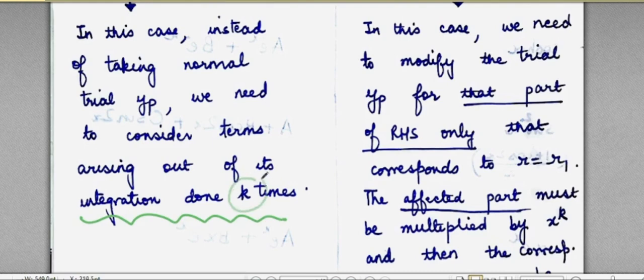How many times? K times, if the root is appearing k times. If 0 is a root of the characteristic equation appearing k times, then instead of the normal trial yp, you will consider the terms which arise out of its integration done k times. You will have to look into the terms which can arise out of integration of those terms done how many times? As is the multiplicity of 0.